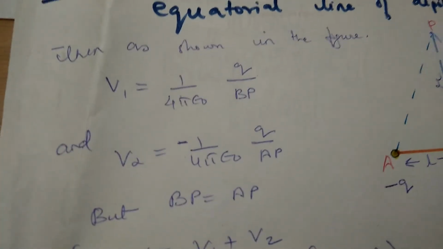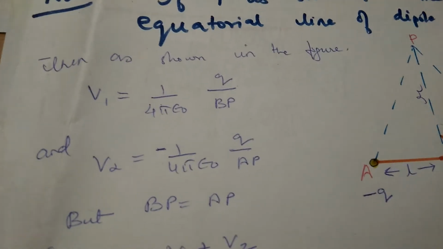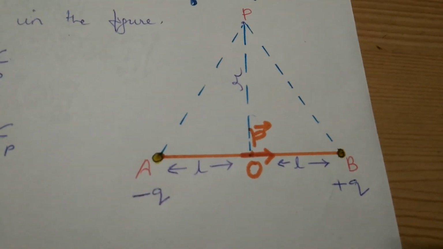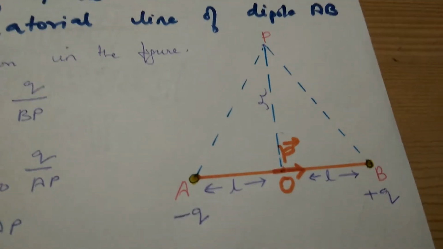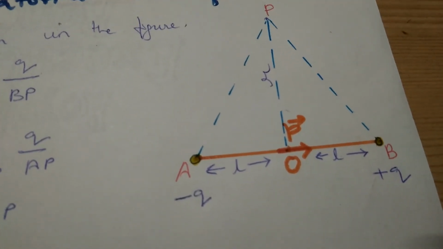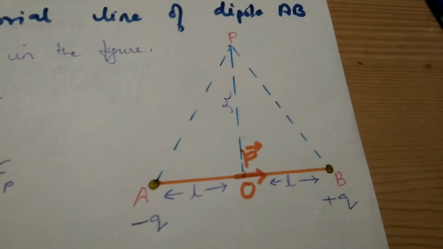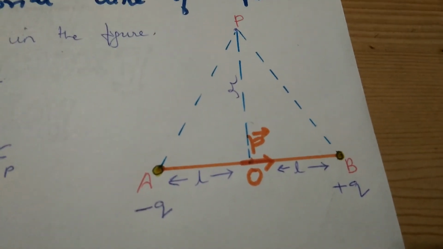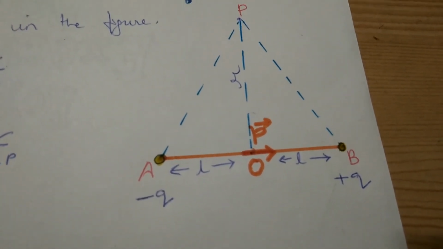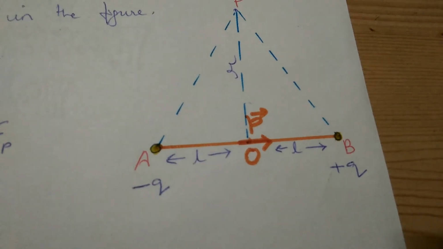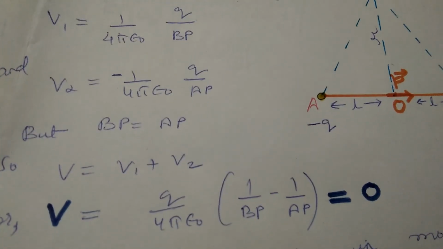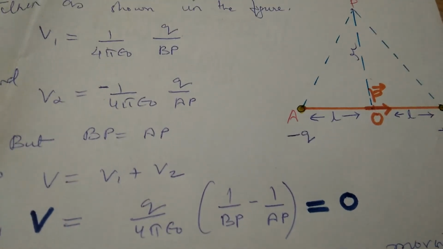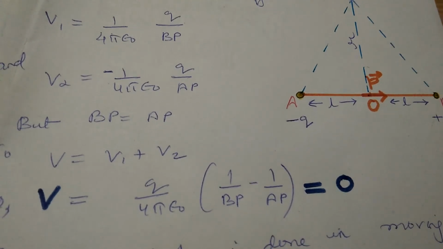What is V1? Using the formula 1 by 4 pi epsilon naught, Q by BP, where BP is the distance of the point P from the charge plus Q. The other distance is AP, the distance of the charge minus Q from P. But here AP is equal to BP by geometry, since the side is common and the other two sides are also equal. So what happens when we add V1 plus V2? It becomes 0. So a very short derivation: V is equal to 0 in this case.